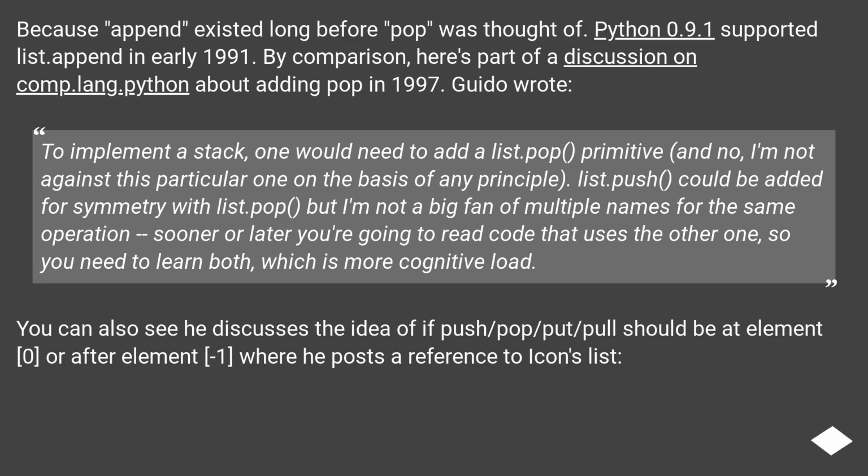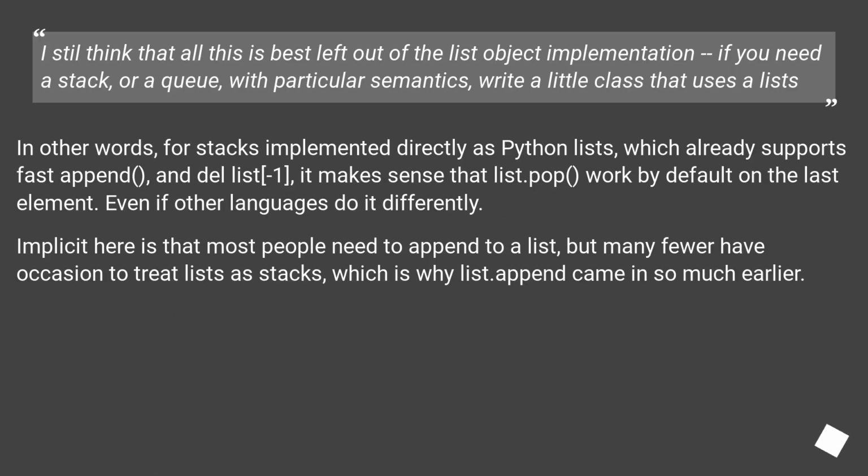You can also see he discusses the idea of whether push/pop/put/pull should be at element 0, or after element -1, where he posts a reference to Icon's list. "I still think that all this is best left out of the list object implementation. If you need a stack, or a queue, with particular semantics, write a little class that uses a list."